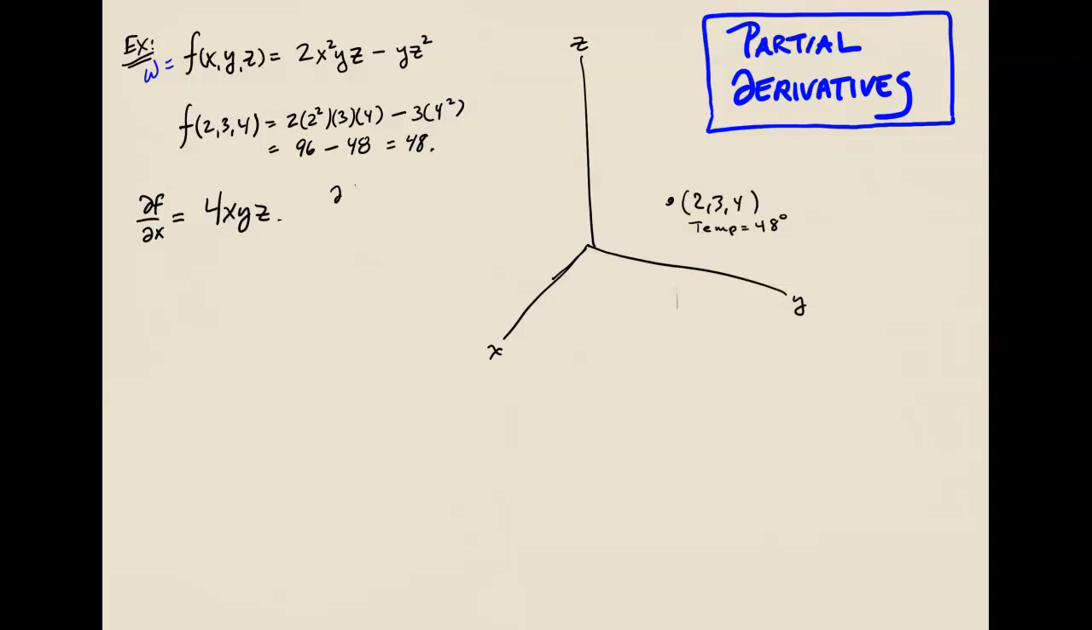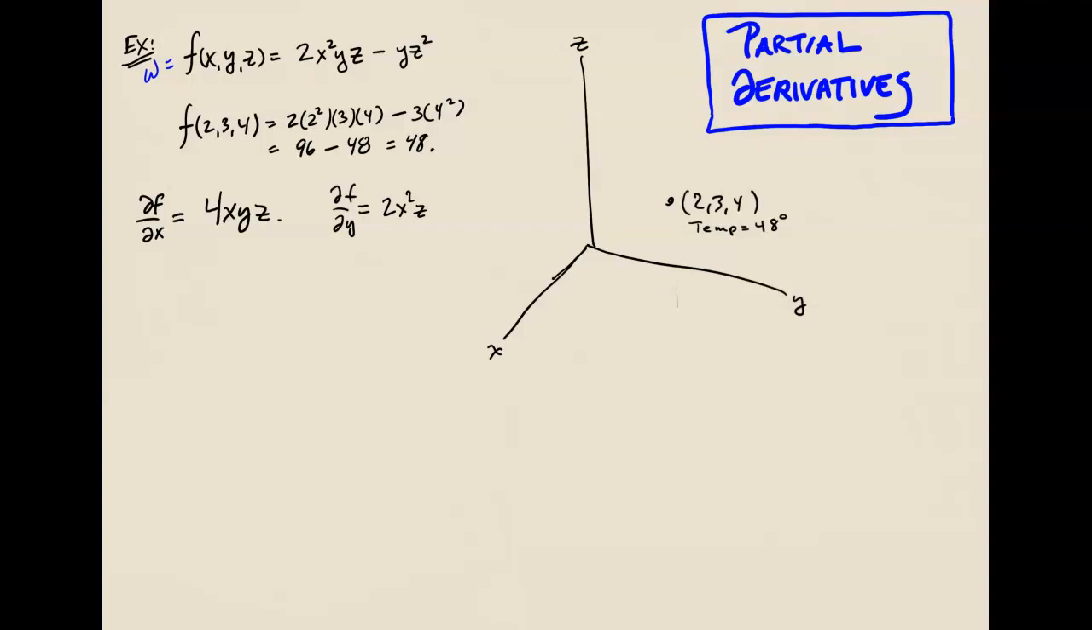Good. Similarly, if we wanted the partial of f with respect to y, we just have to think of y as being the only genuine variable here, and x and z are held constant because now we're moving parallel to the y-axis. When we do that, if y is our only variable here, the derivative of that first term with respect to y is just all that other stuff. That would just be 2x squared z, that constant.